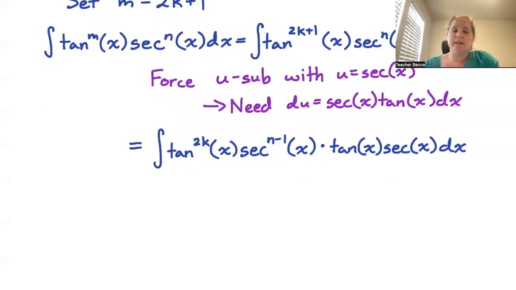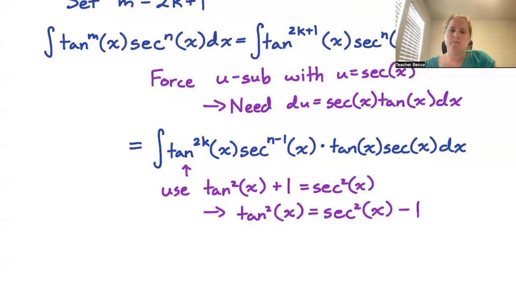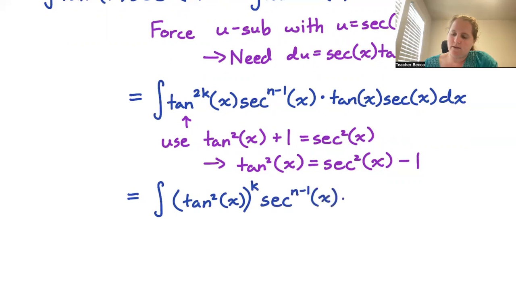Then we need to convert all of our tangents to secants. So we will use the fact that tan squared of x plus 1 is equal to secant squared of x. Or in other words, tan squared of x is equal to secant squared of x minus 1. So we need to force our tan squared. We are looking at the integral of tan squared of x, that whole tan squared then raised to the k times secant to the n minus 1 of x times tangent of x secant of x dx.